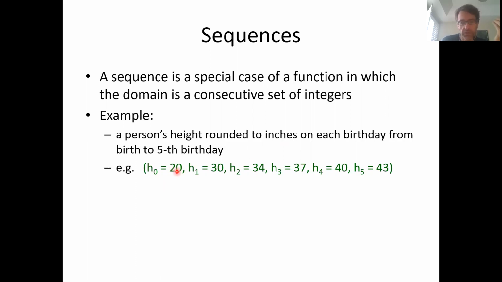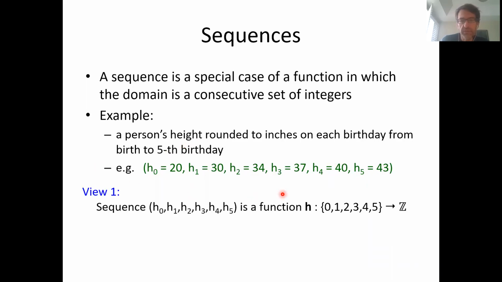This is how many inches they got on day 0. This is how many inches they had when they were 1 year old, 2 year old, 3 year old, 4 year old, 5 year old, etc. Right? So this is my full sequence because I just care about the first 6 birthdays, including the 0 birthday, right? The birth itself. So this is a function from the domain of 6 consecutive integers. Okay, so this is an example of such a domain.